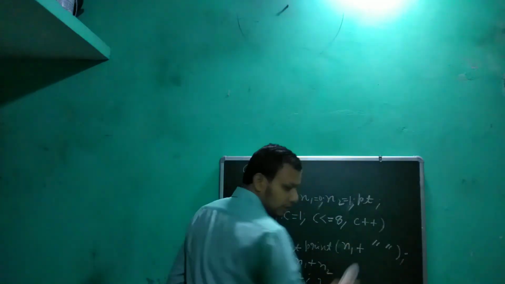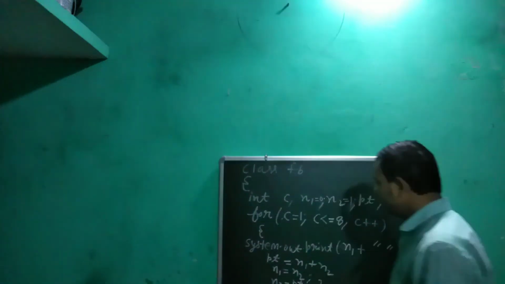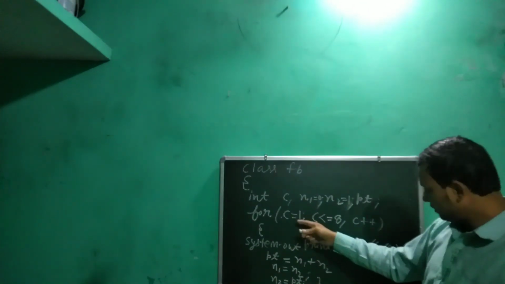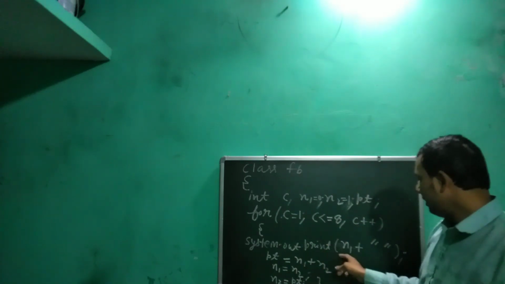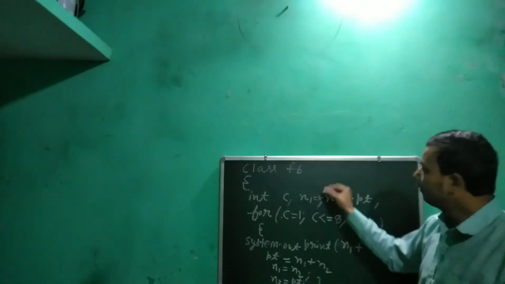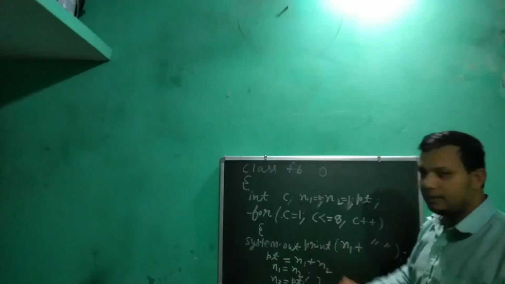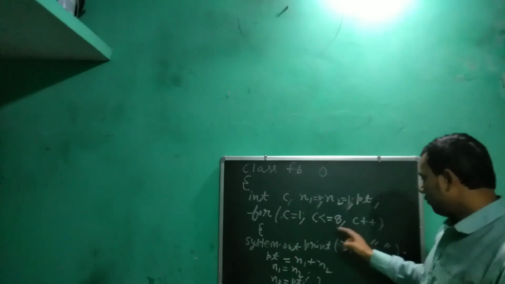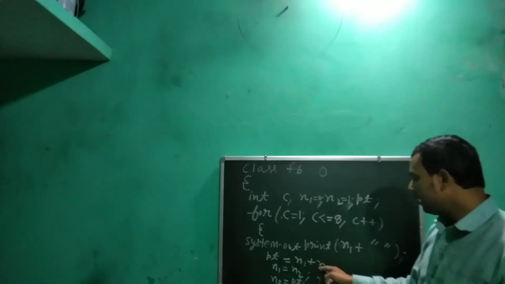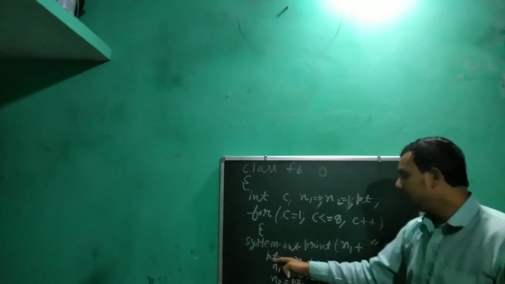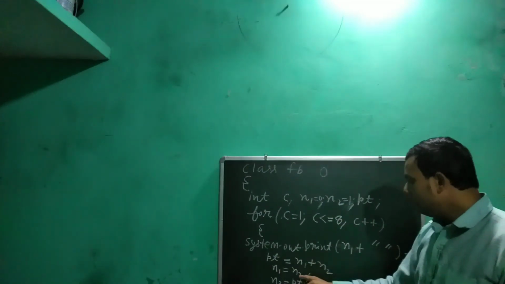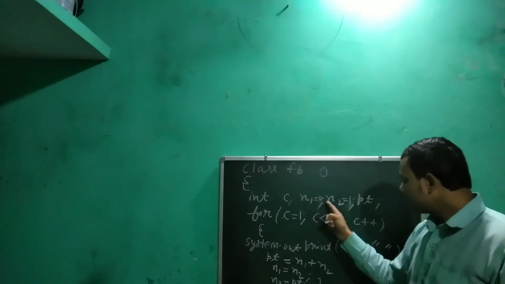Let's see how we can execute it. Okay, so let's see the execution, students. What is the value of C? 1. 1 is less than 8. Print the value of N1. What is the value of N1? 0 will be printed. Next, what will happen? The next work is N1 plus N2: 0 plus 1. The previous total will become 1.